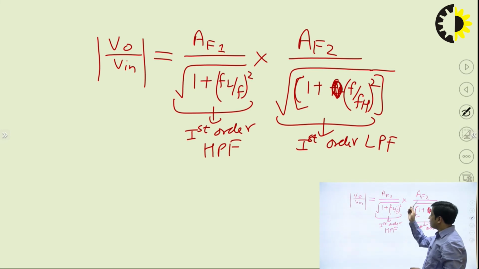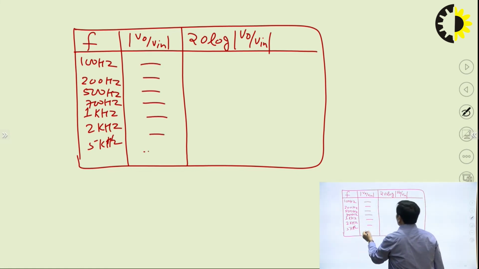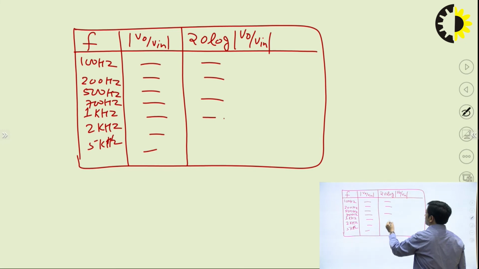We know all the values. AF1 into AF2 is equal to 4, that is given in the question. It is very easy. FL is given in the question, that is 200 Hertz. FH is given in the question, that is 1 kilohertz. And what is F? F is the frequency of the input signal. Now you can just put the value of F and you can get the different values of V naught upon V in, and further with the help of a calculator you can convert these values into dB.